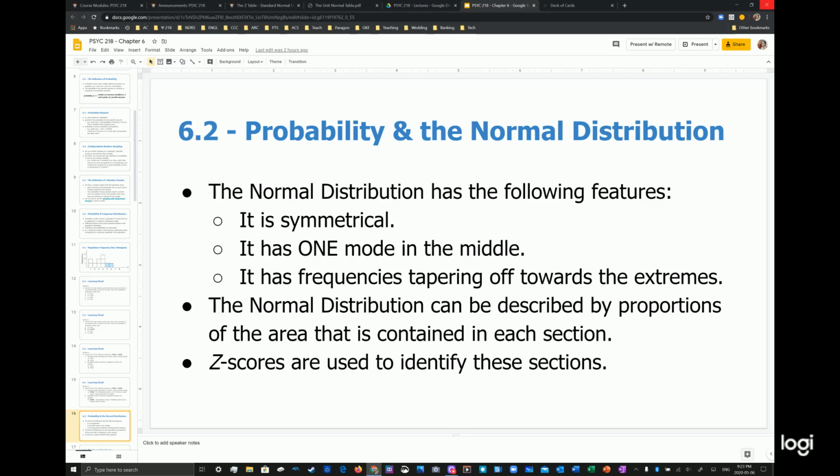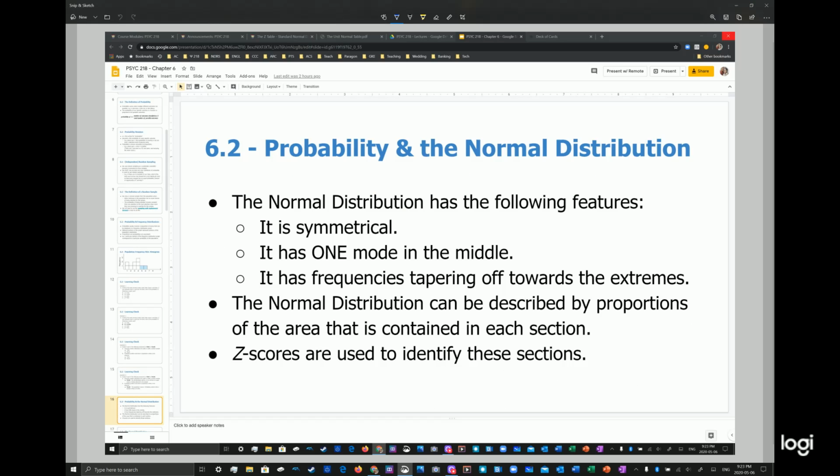So before we look at probabilities and normal distributions, first let's review the normal distribution. There are 3 points to consider. Just like sand in an hourglass, where the sand piles up in the middle and it flows out to the sides in a symmetrical manner, a normal distribution is symmetrical. It has one mode in the middle where most of the scores pile up, and the frequencies taper off towards the extremes. So just like a bell curve, you're going to get most people scoring the average, and then fewer and fewer people getting more and more extreme scores, either positive or negative.